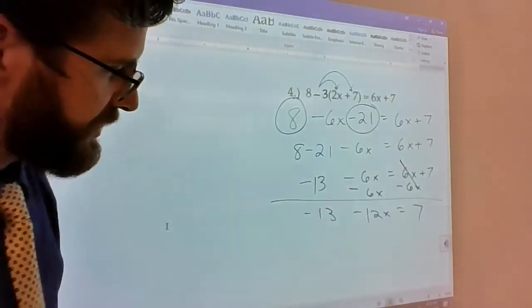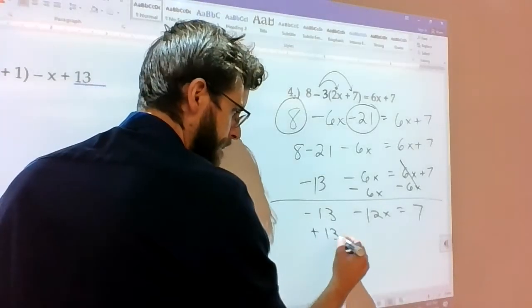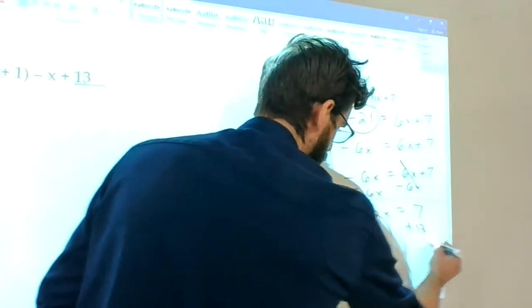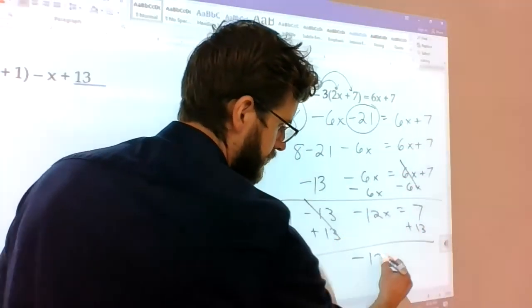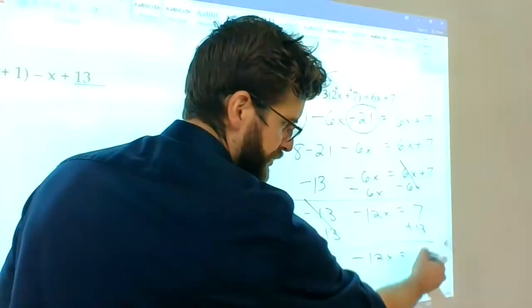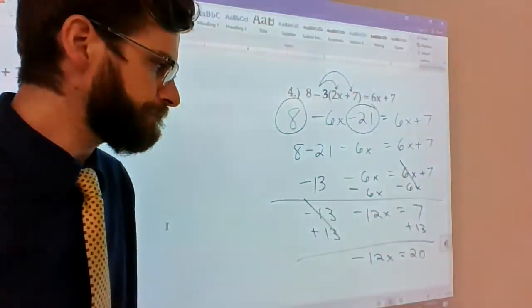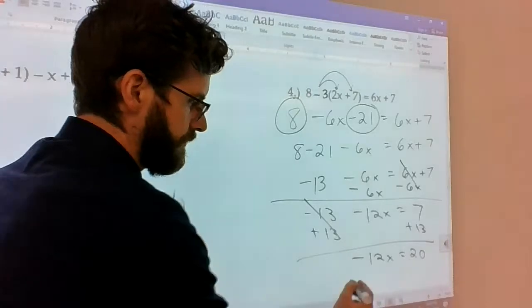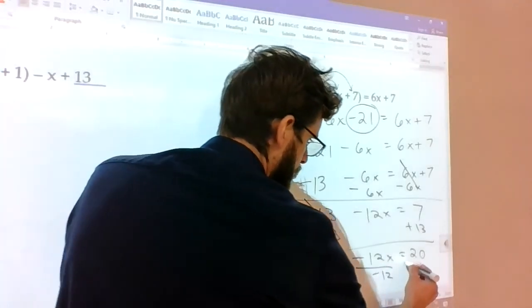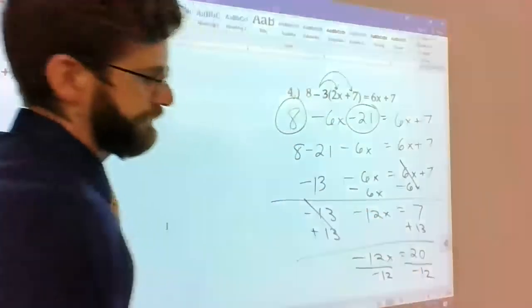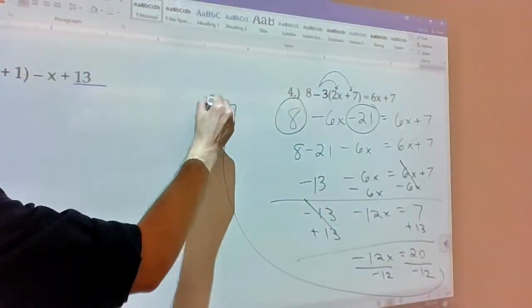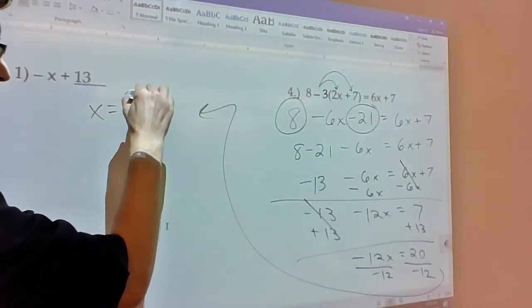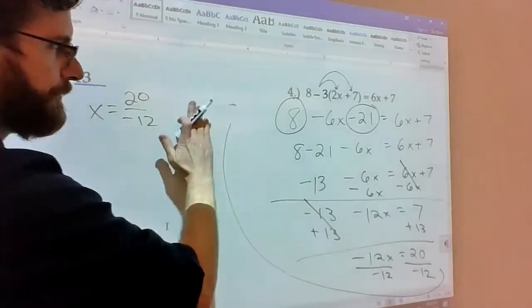We add 13 to both sides because it's negative. So then you have 0 minus 12x equals 7 plus 13, which is 20. And then we divide by negative 12. If we mosey on over here, we can take the 20 over negative 12.